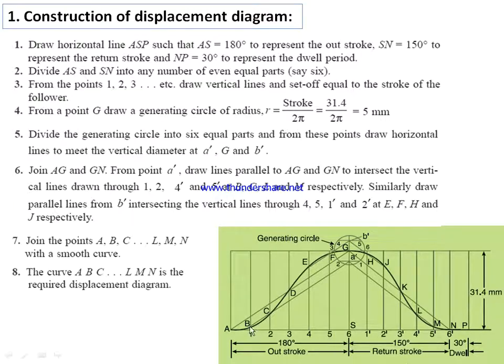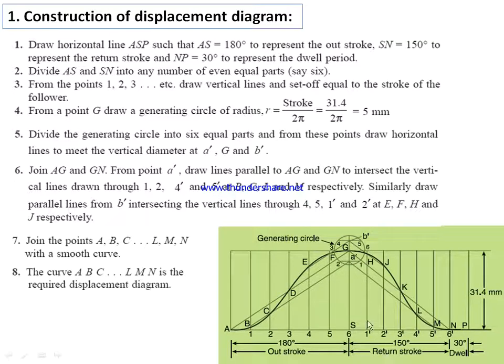Now, this outward stroke AS, 180 degrees, should be divided into 6 parts. Similarly, SN also should be divided into 6 parts. Mark them as 1, 2, 3, 4, 5, 6 and 1 dash, 2 dash, 3 dash, 4 dash, 5 dash, 6 dash. Draw the vertical lines from each of these.